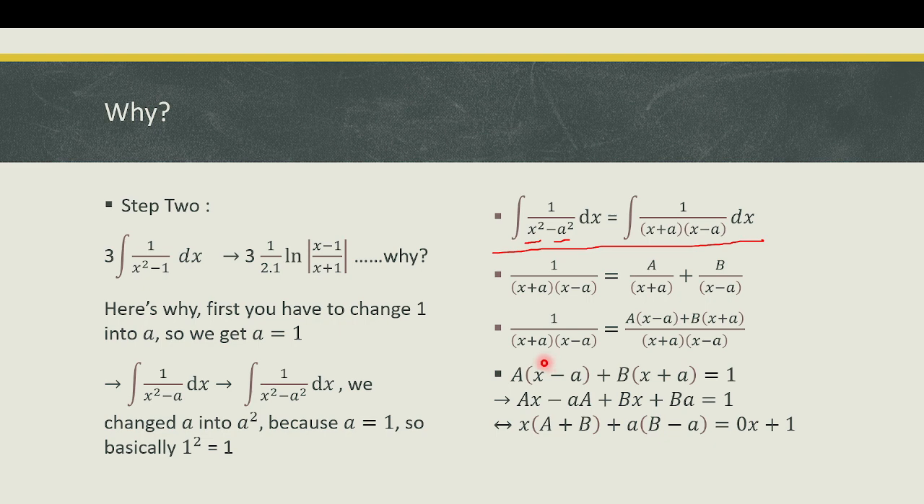So the next step is that we want to get rid of the denominator. What we do is we just multiply both sides by x plus a times x minus a, so it will cancel out. Both sides will cancel out. So here we have A times x minus a plus B times x plus a is equal to 1.